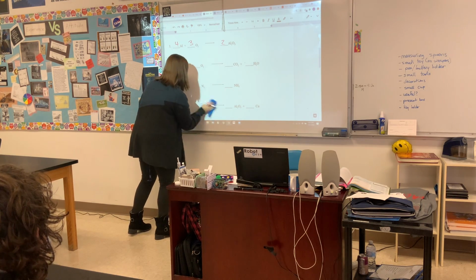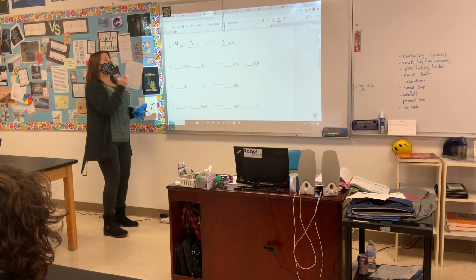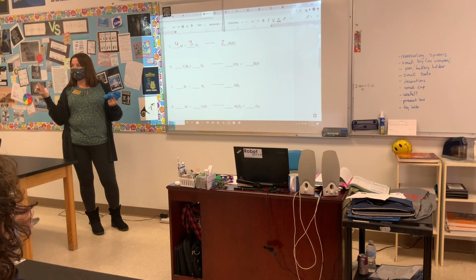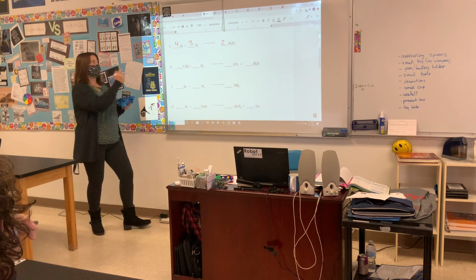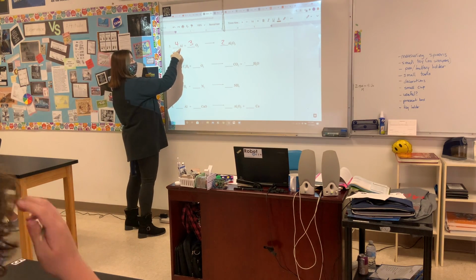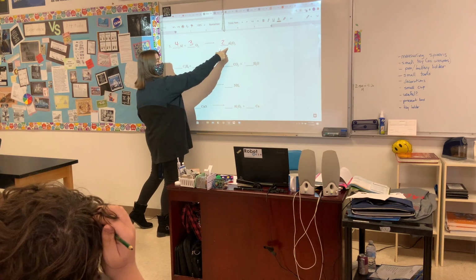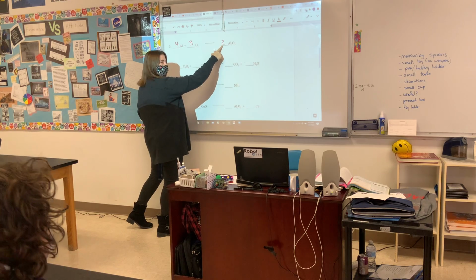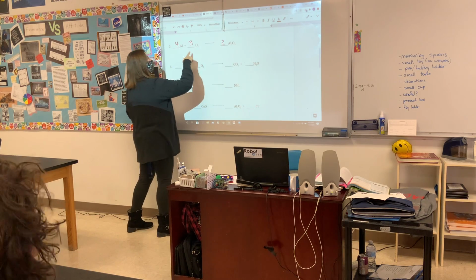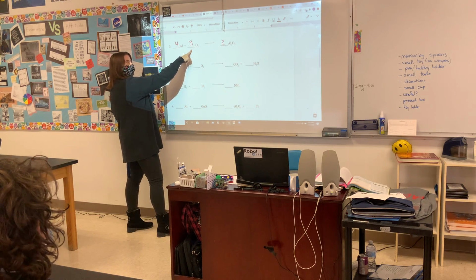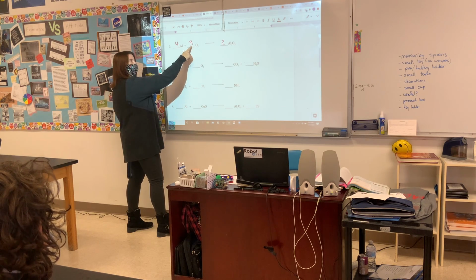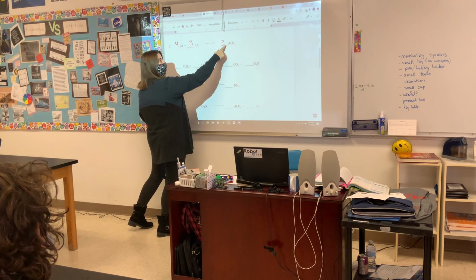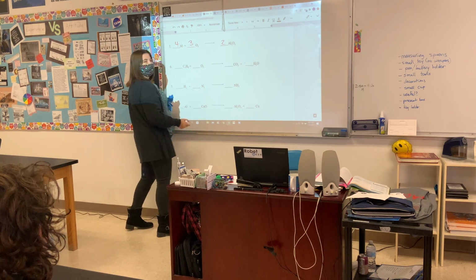How many aluminum are on the reactants? How many aluminum atoms are there? We have 4 aluminum atoms here. How many aluminum atoms on the product side? 4, because it's 2 times 2. Coefficient times subscript. How many oxygen? 6. 3 times 2 is 6. How many on this side? 6. 2 times 3 is 6.